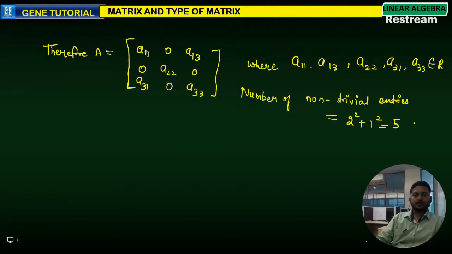So come to the next matrix, which is the identity matrix or unit matrix. How do you say that it is the identity matrix or unit matrix? Because the diagonal entries are one or unity, so we say that it is the identity or unity matrix.